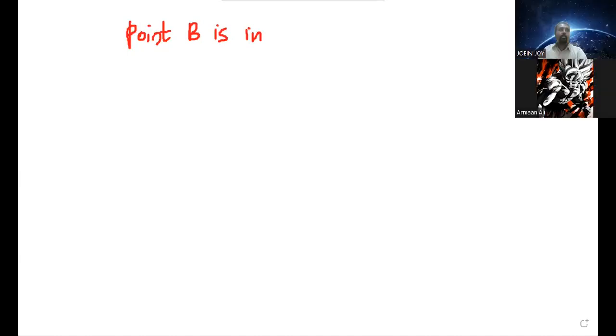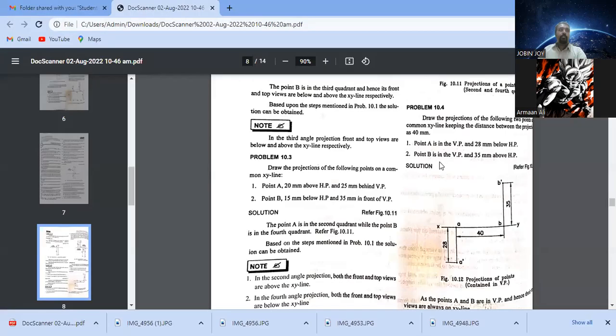Second question, point B. Point B is in HP or VP. Check the question. So I will share the question. Problem 10.42.